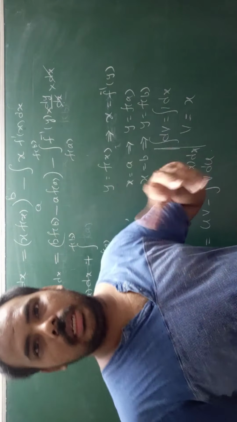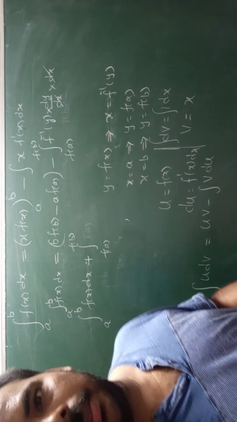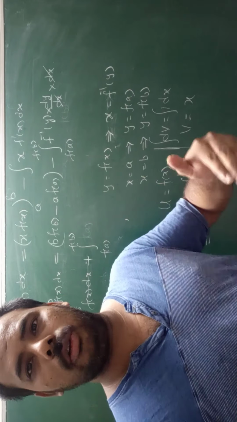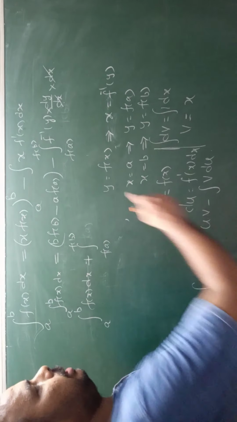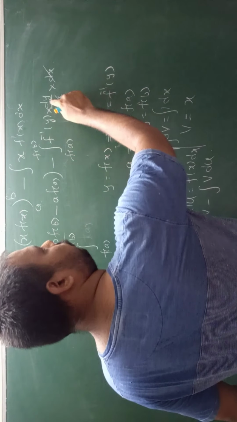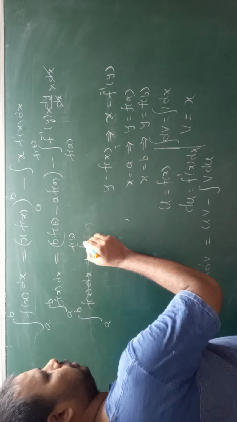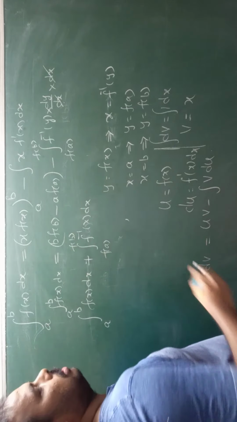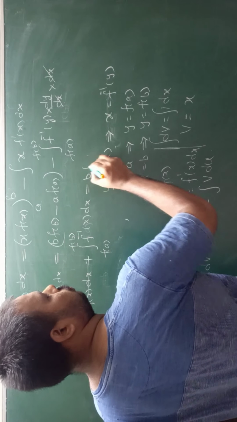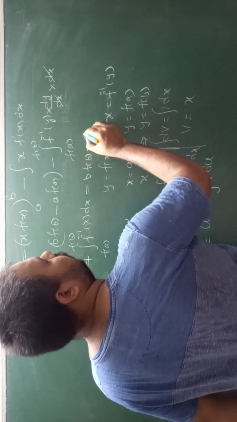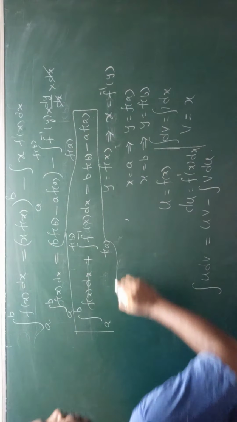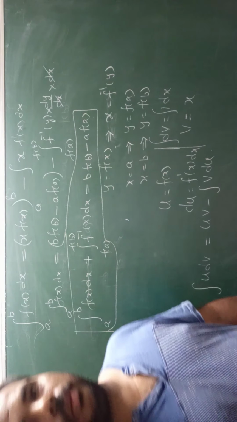Integration change in dummy variable is possible, nothing but integral a to b f of x dx equal to integral a to b f of t dt. So integral f of a to f of b f inverse of y dy is nothing but, we can write f inverse of x dx. Therefore that is equal to b into f of b minus a into f of a. So this is our proof.